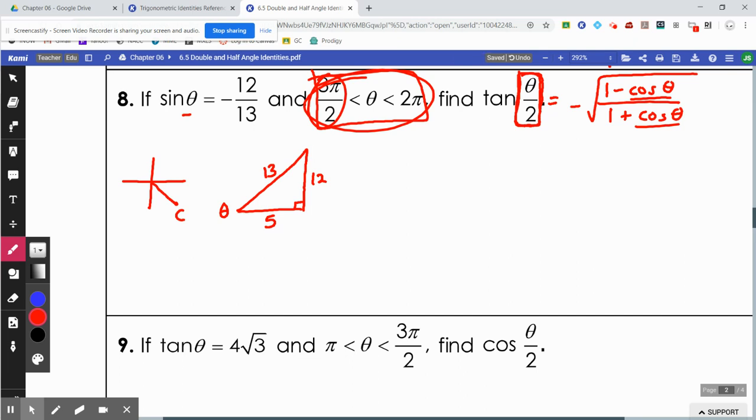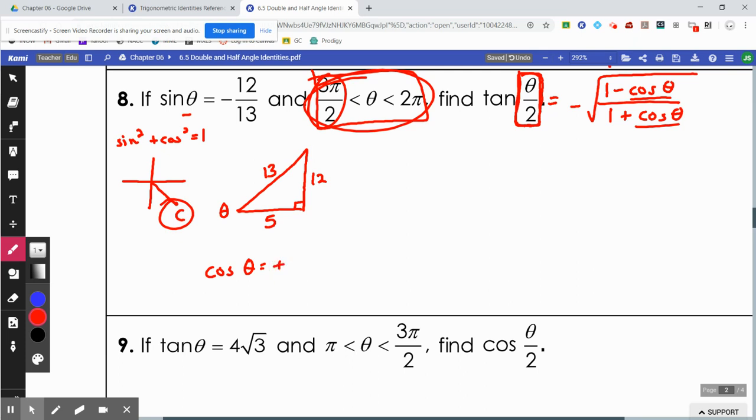Now, reminder, if you want to, you can also use your identities. Sine squared plus cosine squared is equal to 1. If you're given sine and you need cosine, that's another method of working. And that, to me, takes a little bit longer. I like this method. It's a little bit quicker. So we need cosine for our formula. The cosine of theta, since we're in the fourth quadrant, cosine is positive.